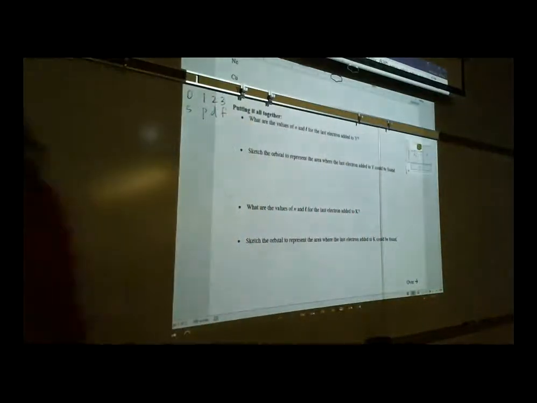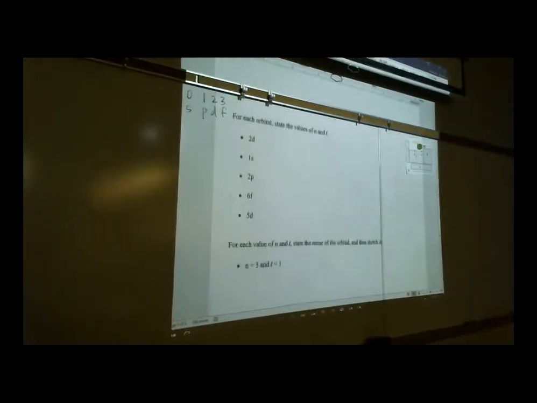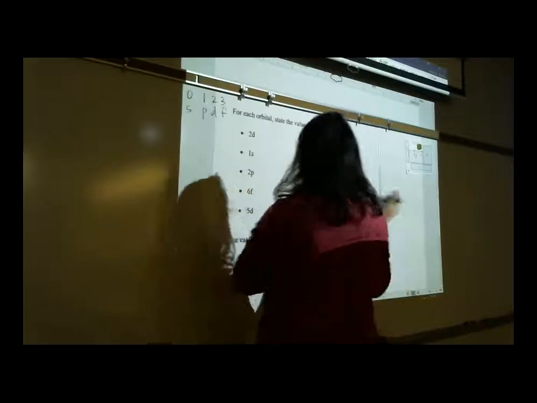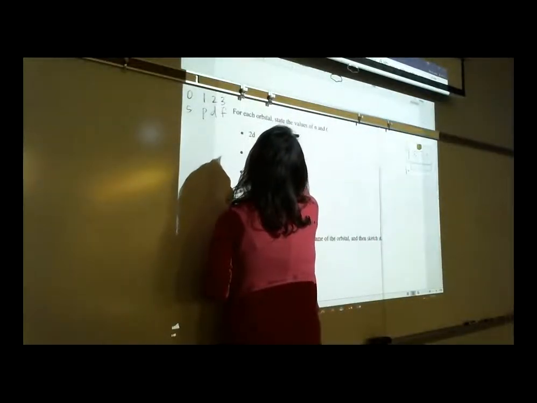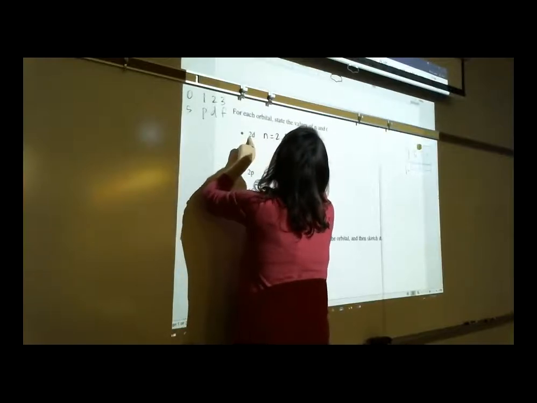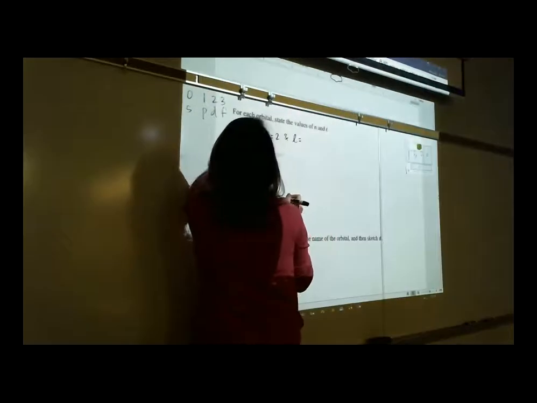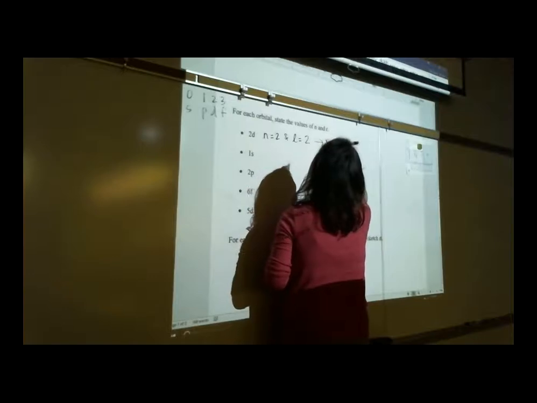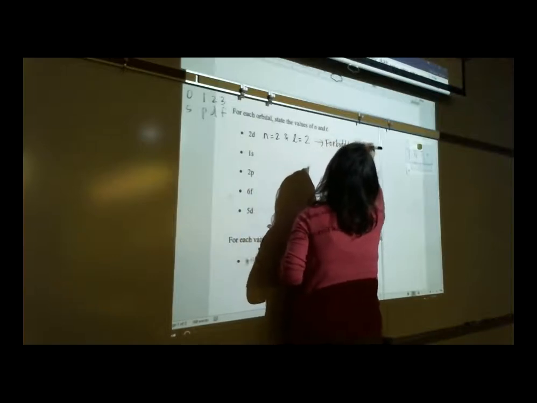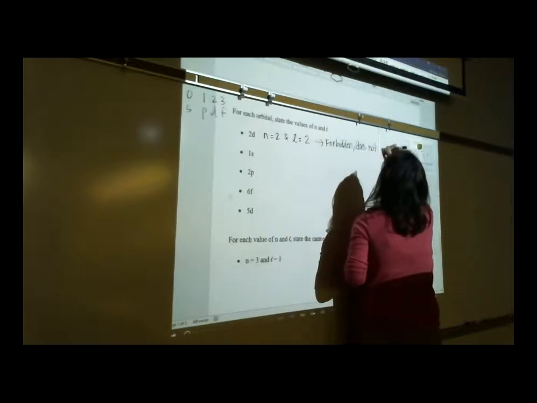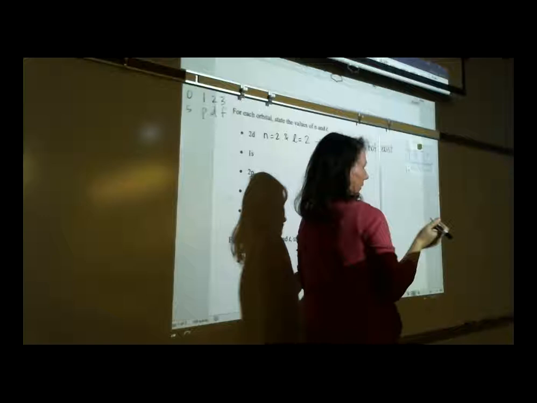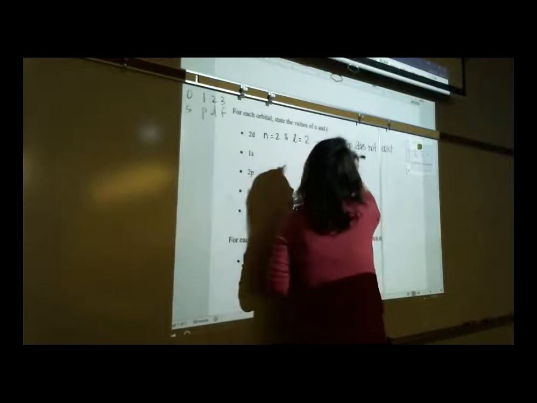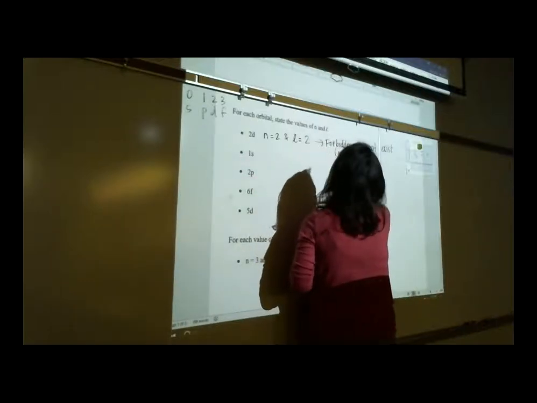Let's scroll down to the back. For each orbital, state the values of n and l. Okay, for a 2D, n equals 2, and l equals what? Is that allowed? No, that's forbidden. Or you could write forbidden, you could write does not exist. And then if you tell me that, what's the reason? If you tell me something's forbidden or something doesn't exist, why does it not exist? What's the reason? Right, n cannot equal l.